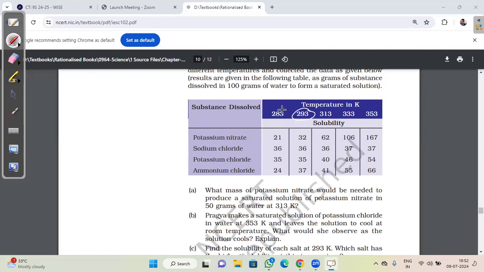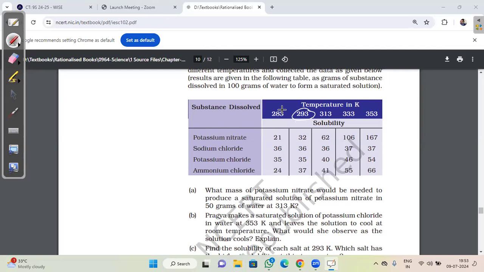Everyone has got the answer? All of you try to find out the solubility. For potassium chloride, the solubility will be 32 divided by 100 multiplied by 100, so it's 32%. For sodium chloride, you will get 36%. We multiply by 100 so that you will get a percentage.